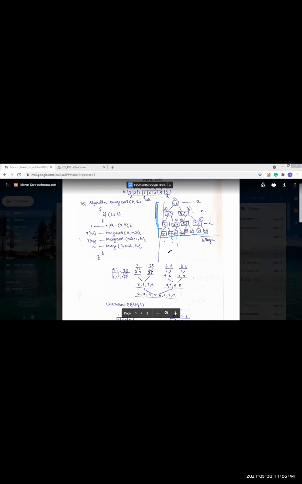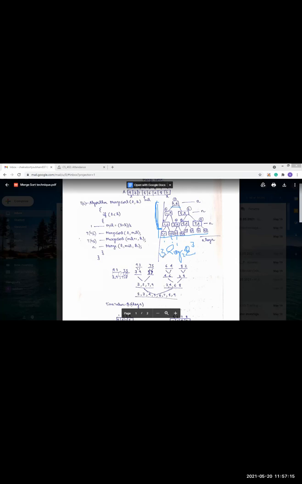That means we can say that log of 8 with base 2, and it will become 2 to the power 3. So the result will be 2 to the power 3, so 3 will be here. That means we can say that it will be log n steps. We can say from here, it will be log n.